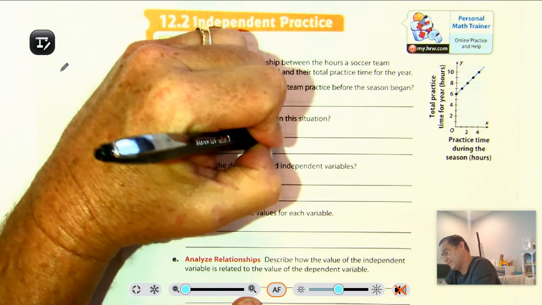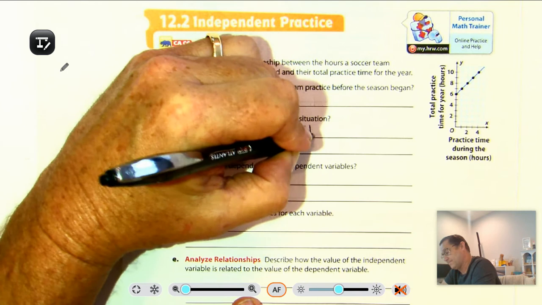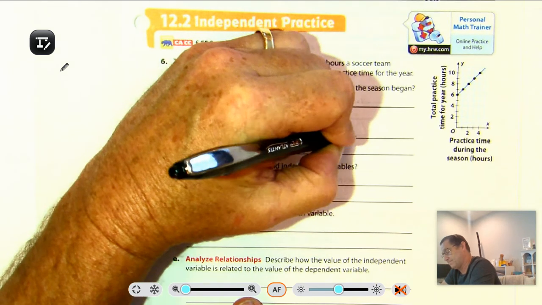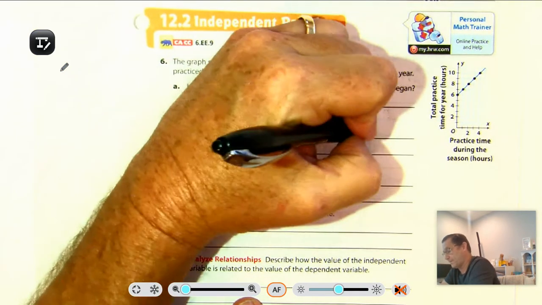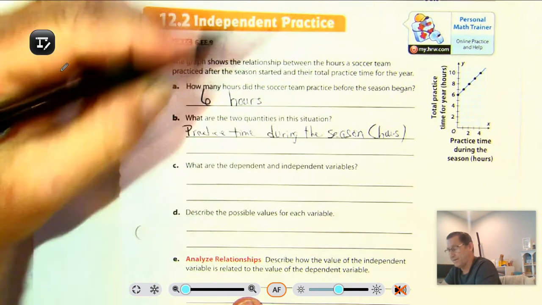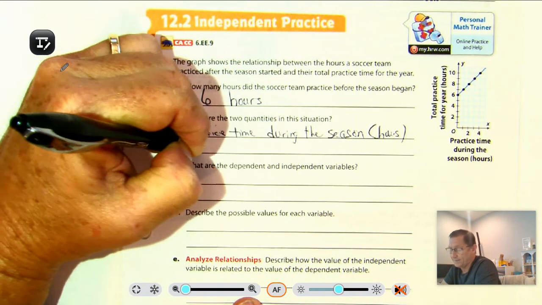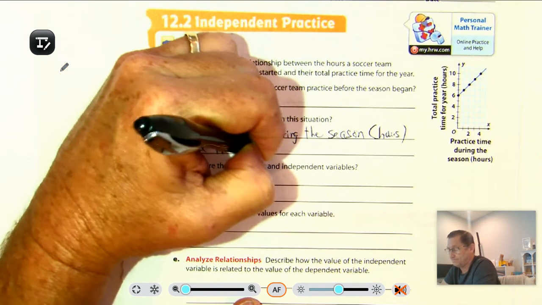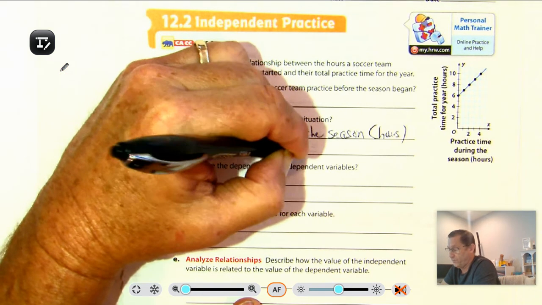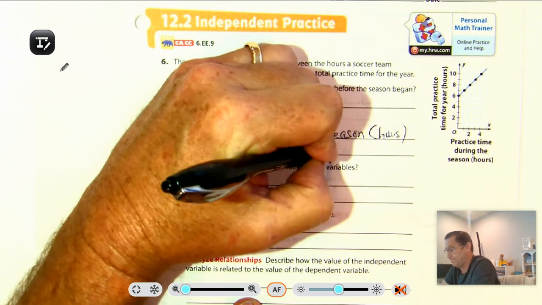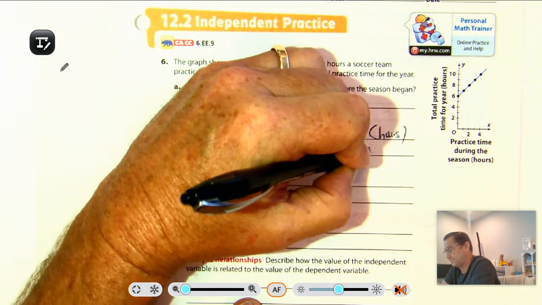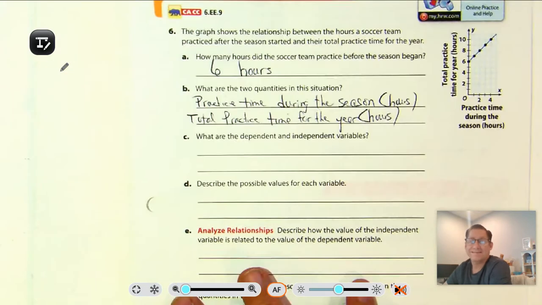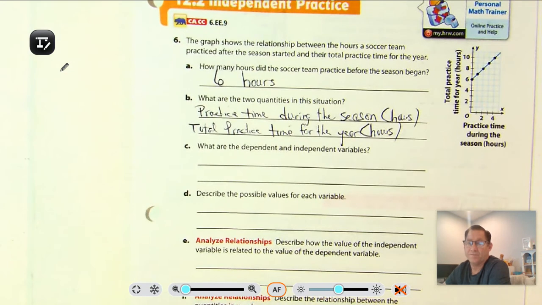Practice time during the season, in hours, and the total practice time for the year, in hours. What are the dependent and independent variables?